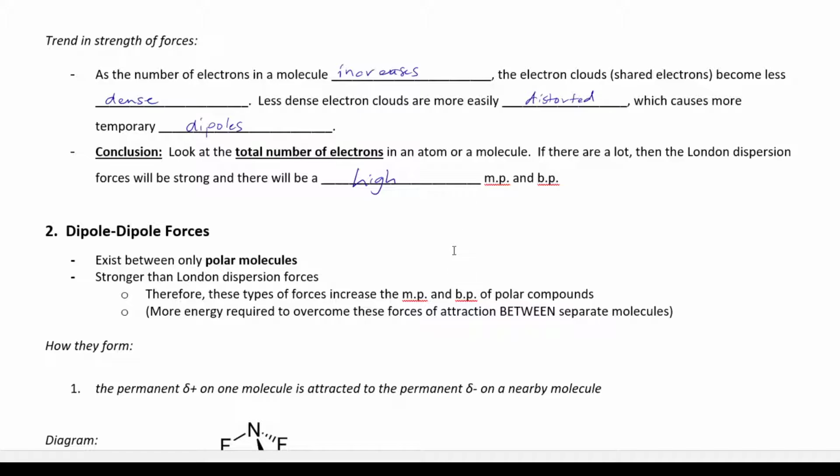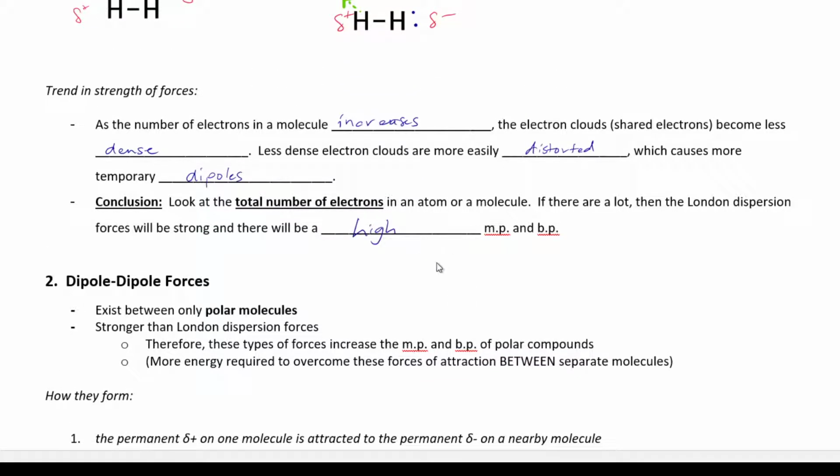The only exception would be if the London dispersion forces are extremely strong, and that would mean if there's a very, very high total number of electrons, in which case your London dispersion forces would be much stronger. If you want to ask what the breaking point is, what the number of electrons is, there's no really set number.